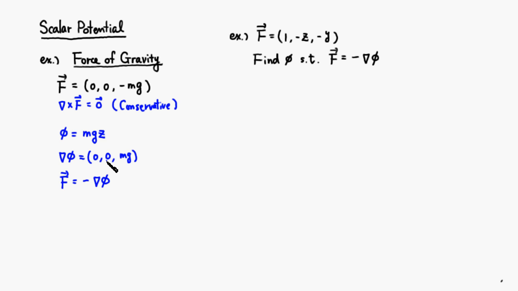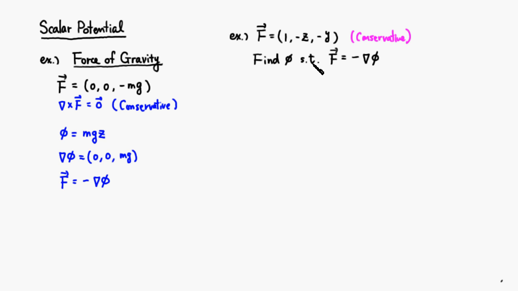And we can do this with any conservative field. For example, let's look at a kind of random force field, F equals 1 comma negative z comma negative y. We can double check that this is a conservative field: take the curl and it's going to turn out to be the 0 vector. So this is conservative.